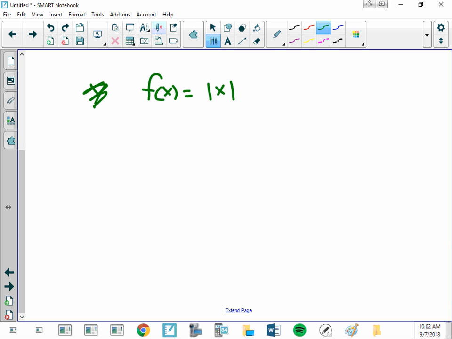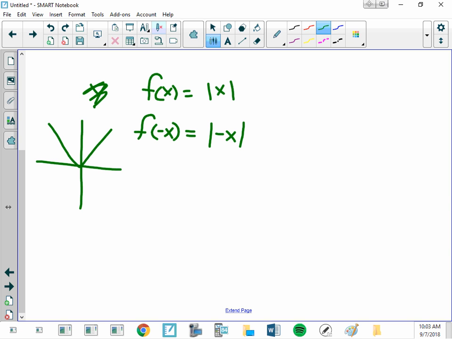Is that even or odd? Well, graphically, it looks like this. So let's think about it. F of negative x. Is there any difference between the absolute value of x and the absolute value of negative x? No. This is the absolute value of x. Okay? Now what about this?